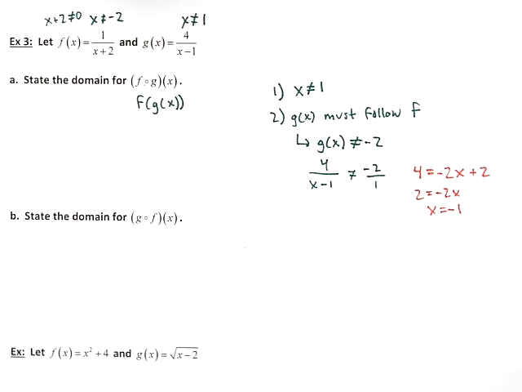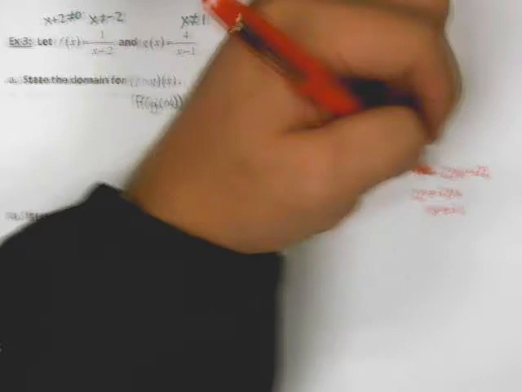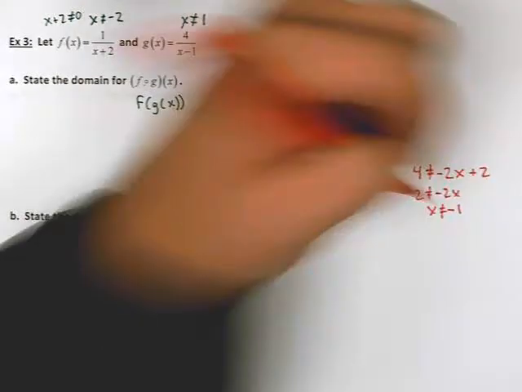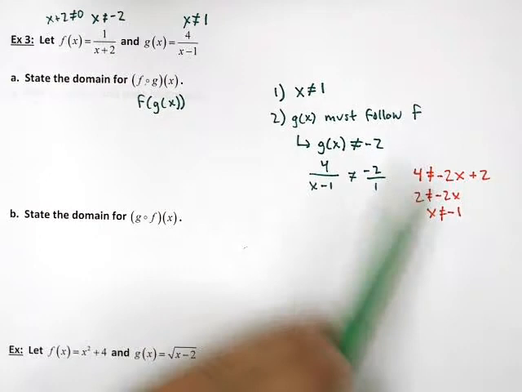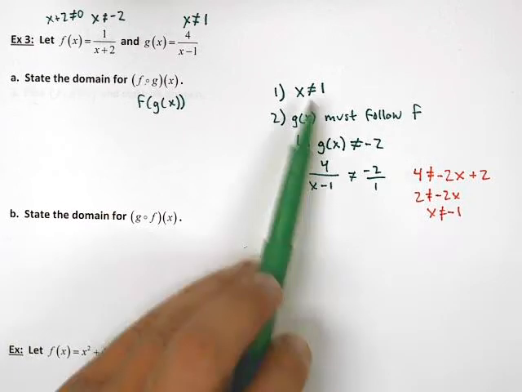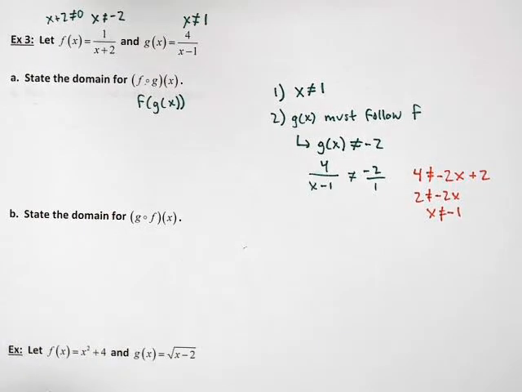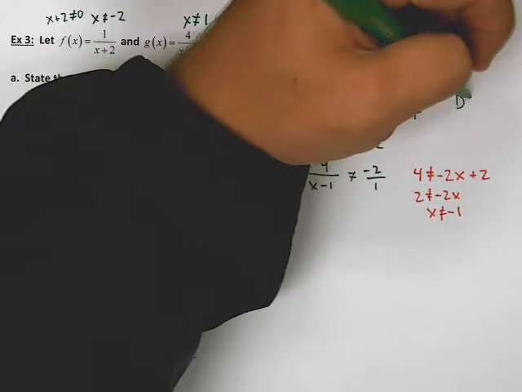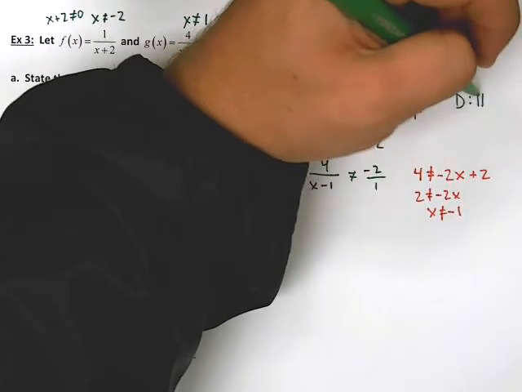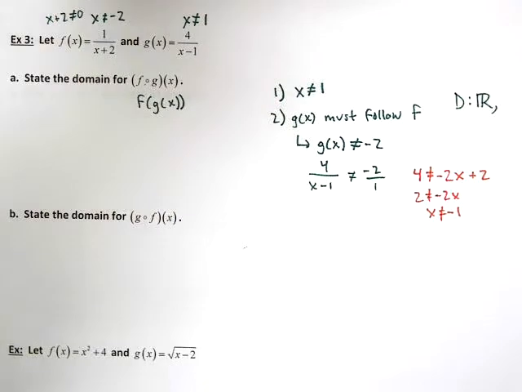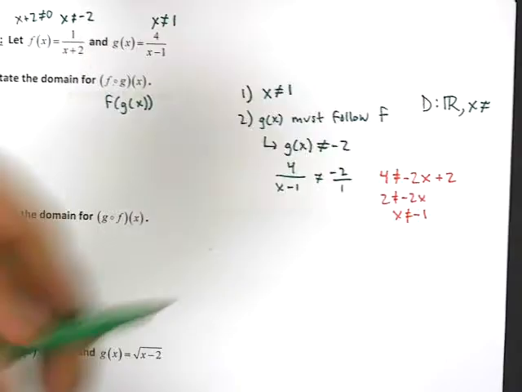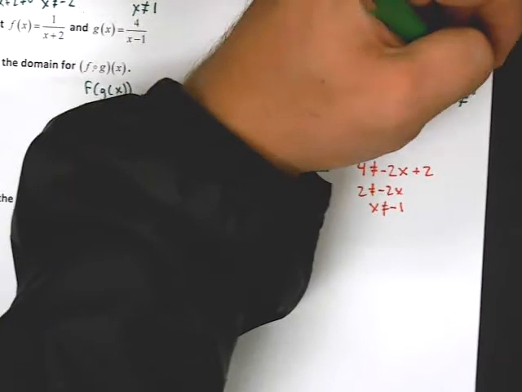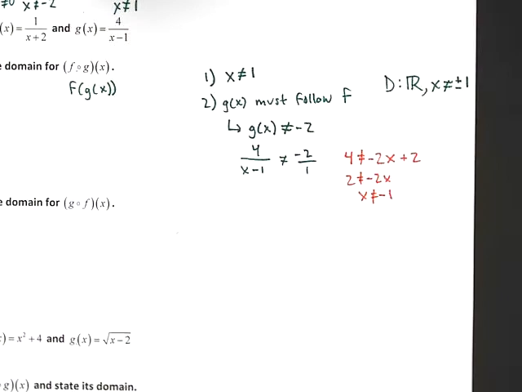All right, so now I have to put everything together. Oh, sorry guys, my bad. All of these are not equal to's. Okay, I now know my two restrictions. If it's just two places where I can't be, I'm going to start by saying the domain is all real numbers, except for what? X cannot be, and I'm just going to go with plus or minus 1. Okay?